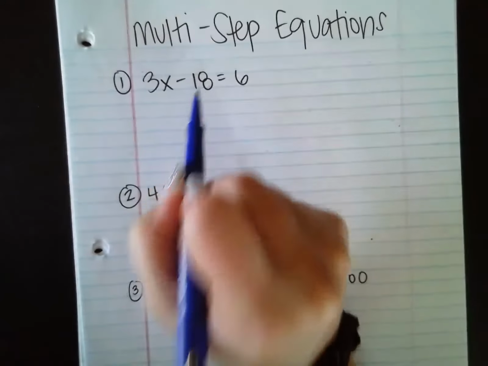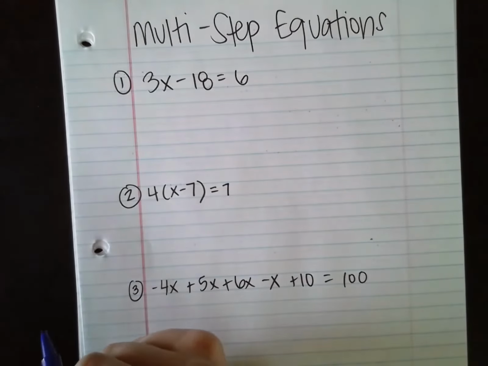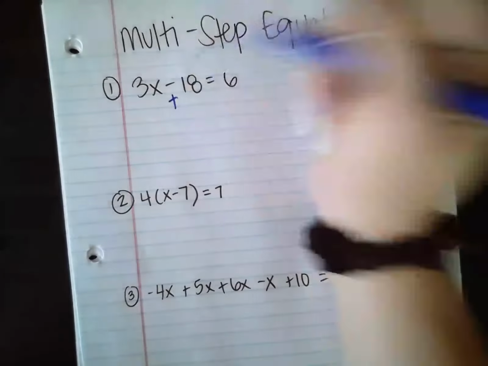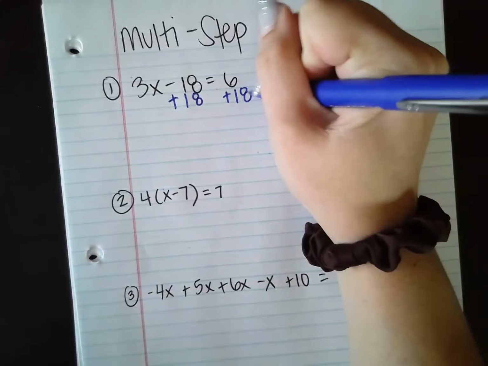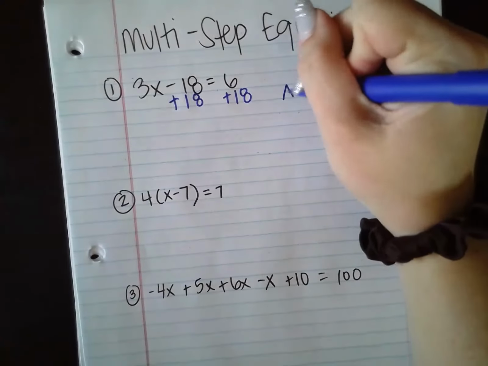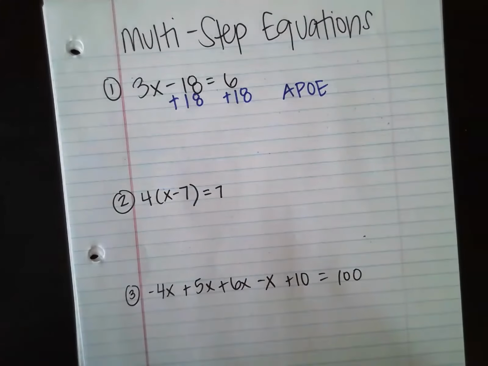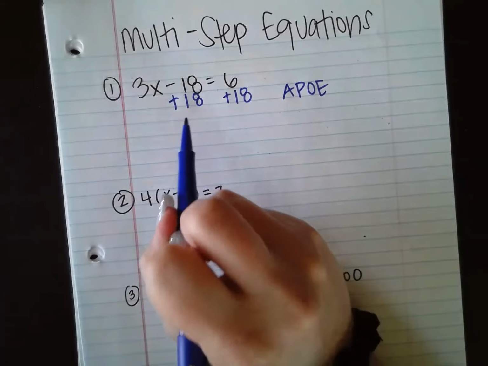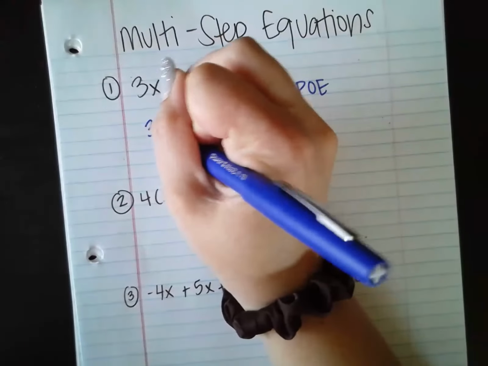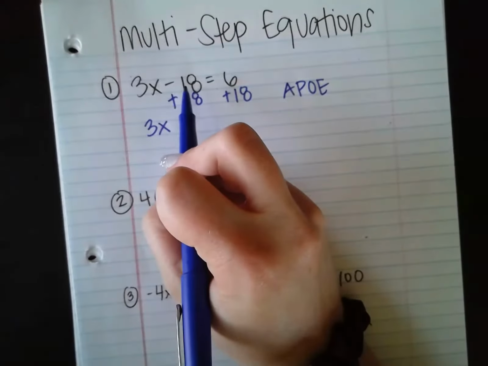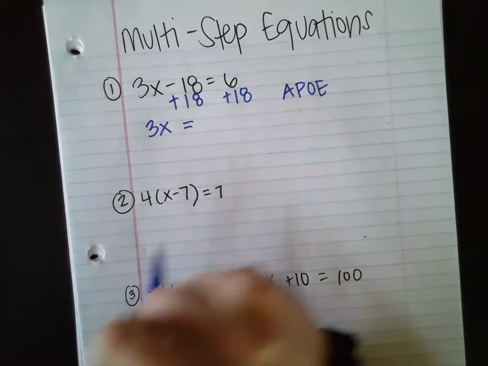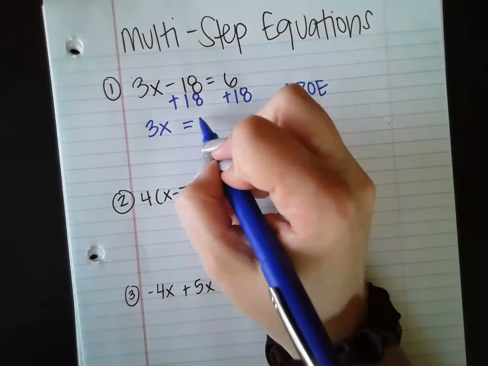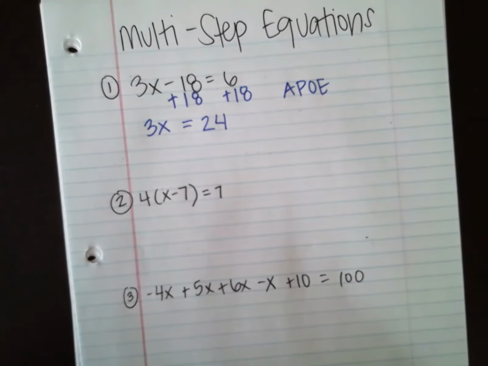This constant is being subtracted. So the inverse, or the opposite of subtracting, is adding. So we are going to add 18 to 6 in order to get rid of it. This is the addition property of equality. I'm just abbreviating it. Okay, addition property of equality. And so if we do this, our new equation is going to be 3x, and then minus 18 plus 18 kind of cancels out to 0. 3x equals 6 plus 18, which is 24. This is our new equation.